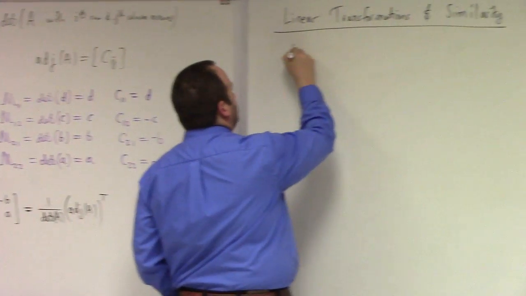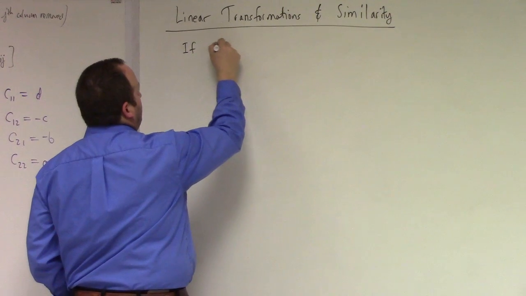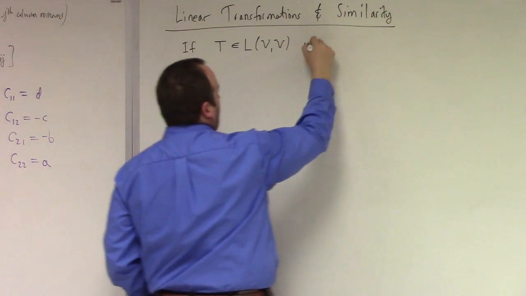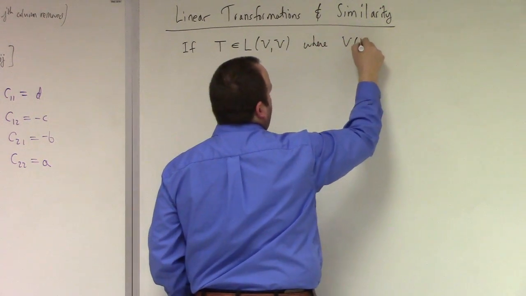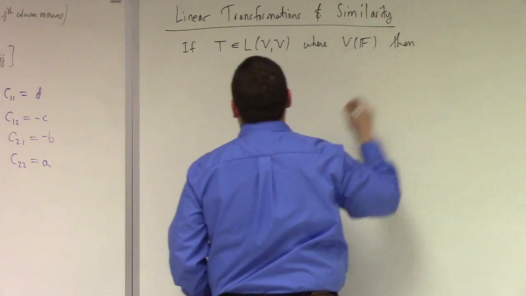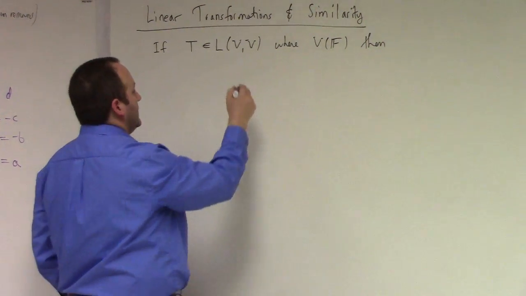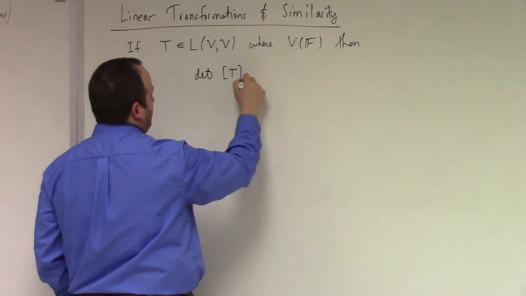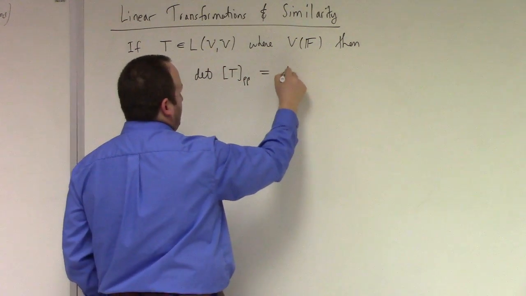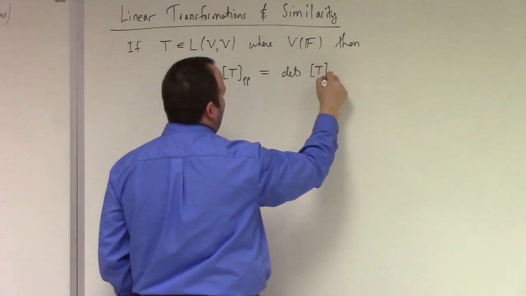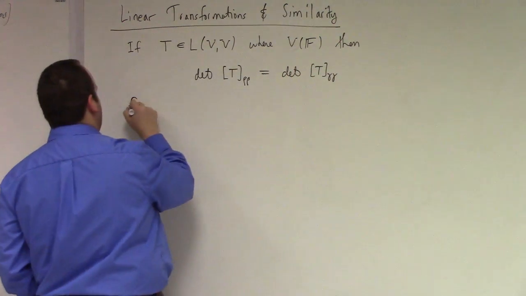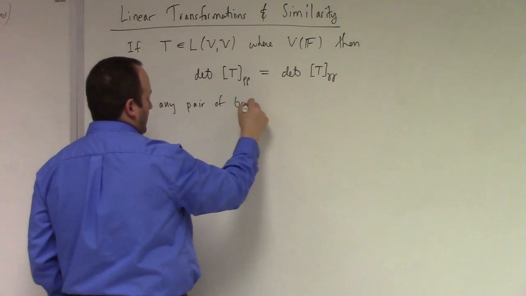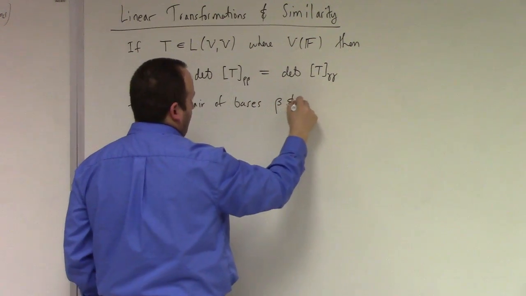So here's the deal. If T is an element of the linear transformations from V to V, where V is a vector space over a field F, then here's the interesting thing. The determinant of the matrix of T with respect to the beta basis is equal to the determinant of the matrix of T with respect to the gamma basis for any pair of bases beta and gamma for V.